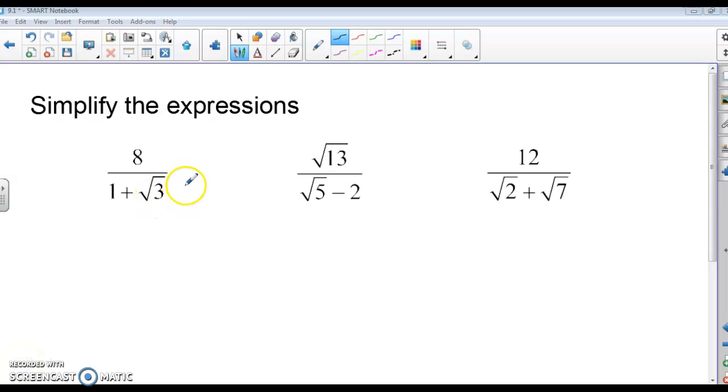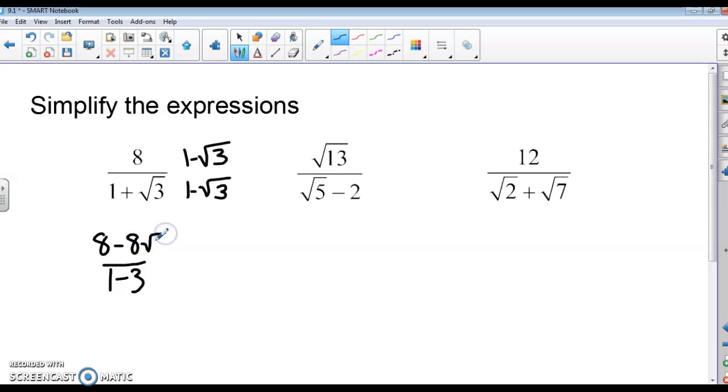Okay, so for this one here, I'm going to multiply the top and the bottom by the conjugate of 1 plus the square root of 3, which is 1 minus the square root of 3. All right, on the bottom, that becomes a squared minus b squared. So I'm going to get on the denominator 1 minus 3. And in the numerator, 8 times 1 is 8 minus 8 root 3. So now I have 8 minus 8 root 3 over negative 2.